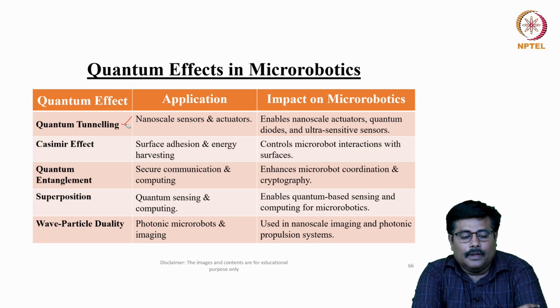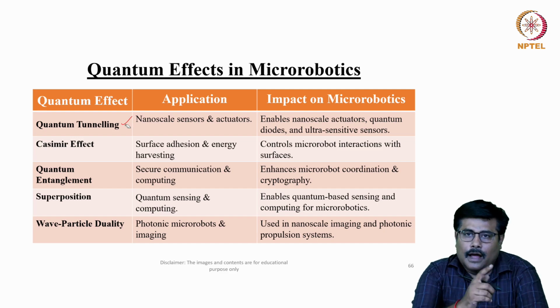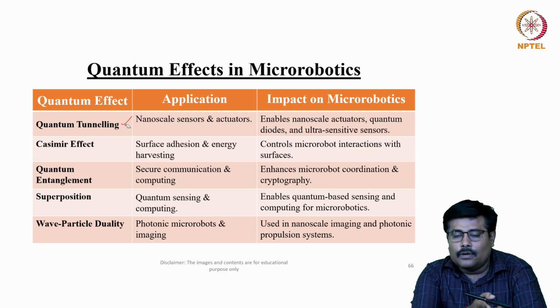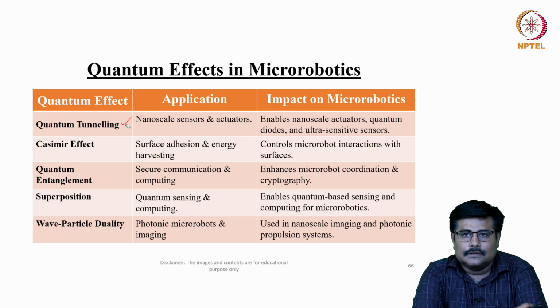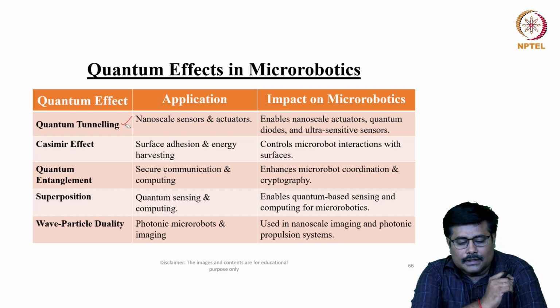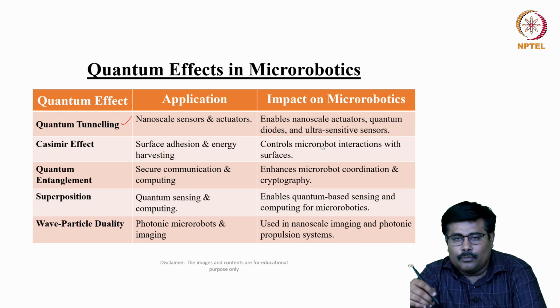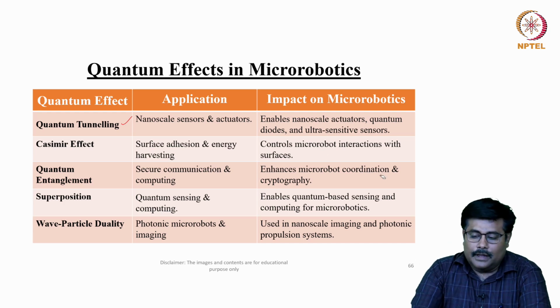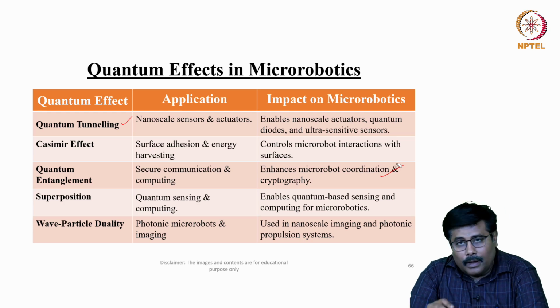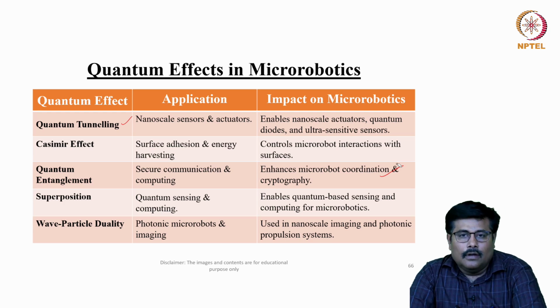Next, we have the Casimir effect. It is a kind of surface adhesion and energy harvesting. It has control over the micro-robot interaction with the surfaces. We have quantum entanglement, which secures communication and computing, and enhances micro-robot coordination and cryptography. This is one of the key impacts from the micro-robot perspective.